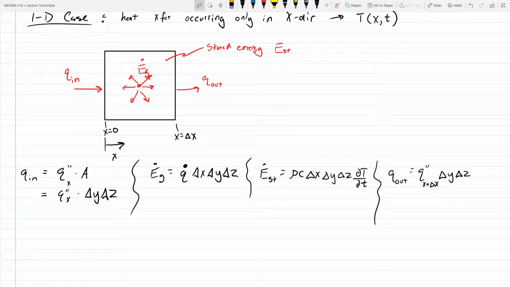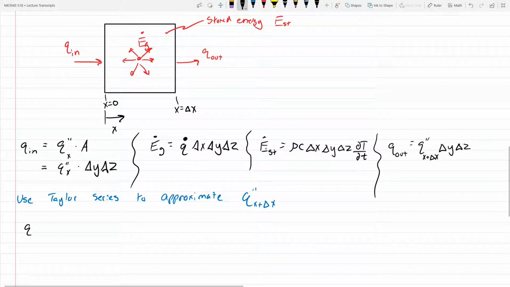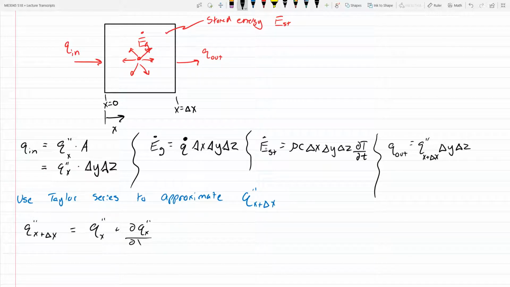And so if we go ahead and sub in, let's first, we're going to now use a Taylor series to approximate Q double prime at X plus delta X. And what Taylor series says is that if we're taking a nearby point, in this case, the heat flux at X plus delta X is related to the heat flux at X, plus partial Q X partial X times delta X plus 1/2 partial squared Q X partial X squared delta X squared plus 1/3 dot dot dot.